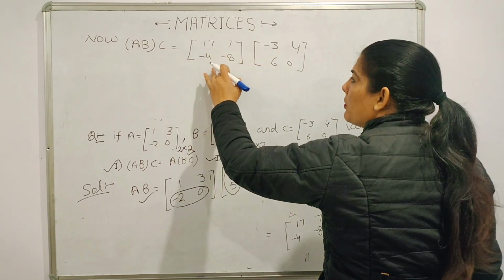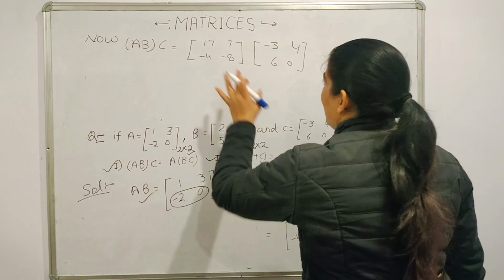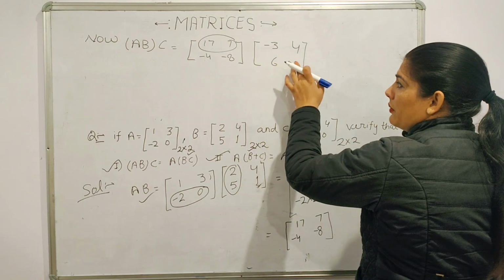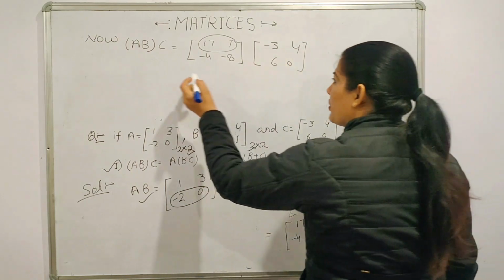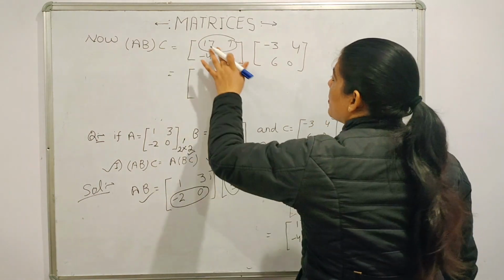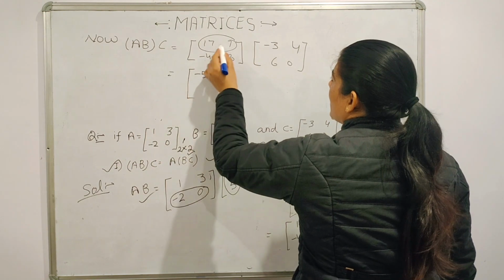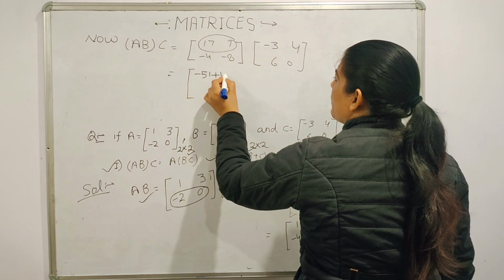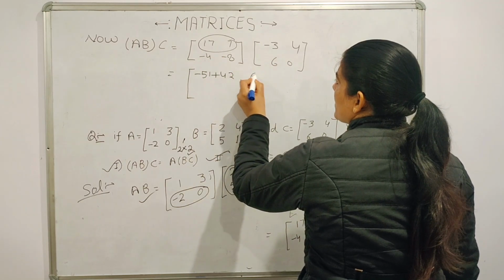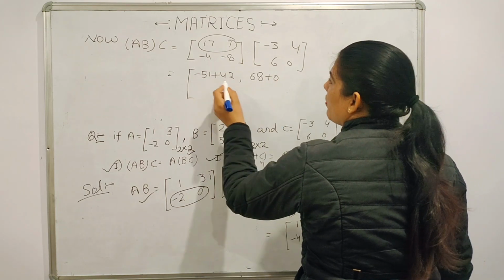Here the number of columns is 2 and the number of rows is 2. So you can multiply these two, and you have to take the first row, multiply it with the first column and second column. This is how you can find the first row of the resultant matrix. So which is 17 3s are minus 51 plus 6 7s are 42, and 17 4s are 68 plus 7 into 0 is 0.